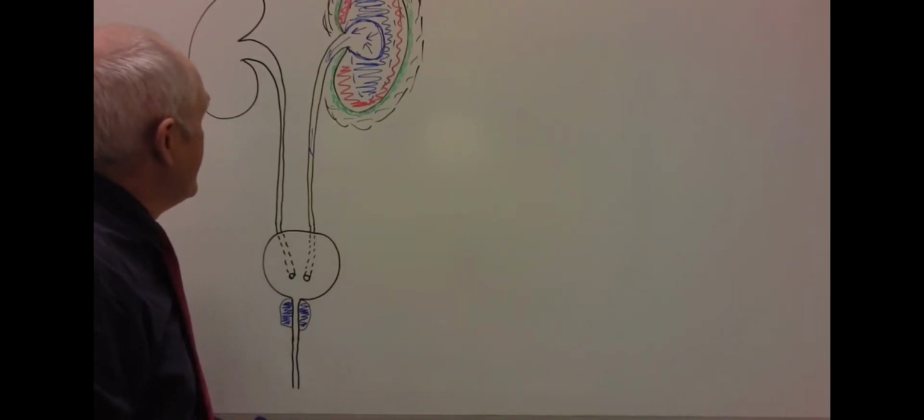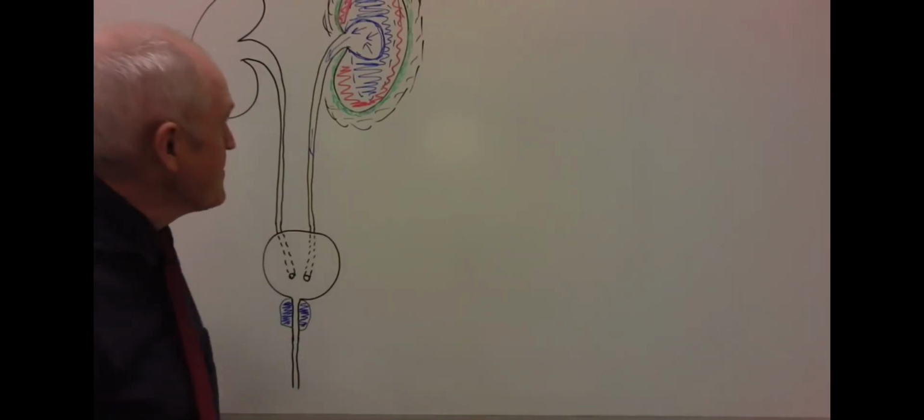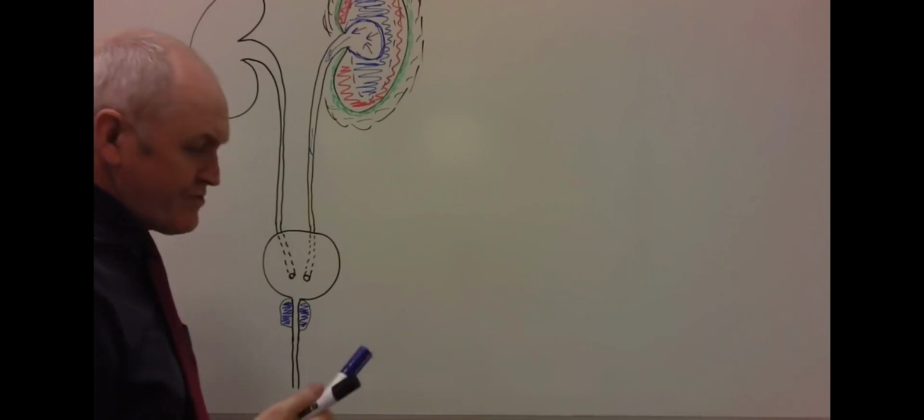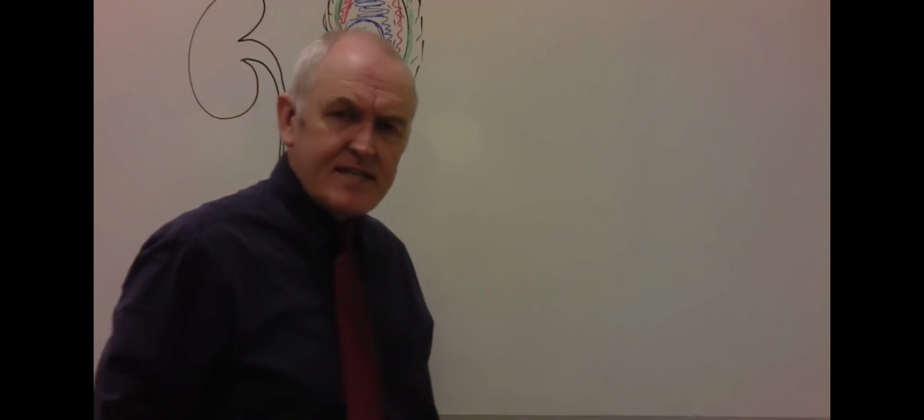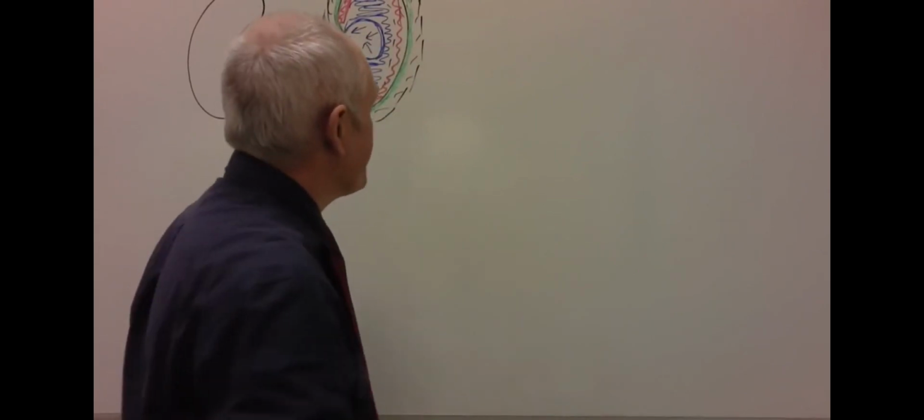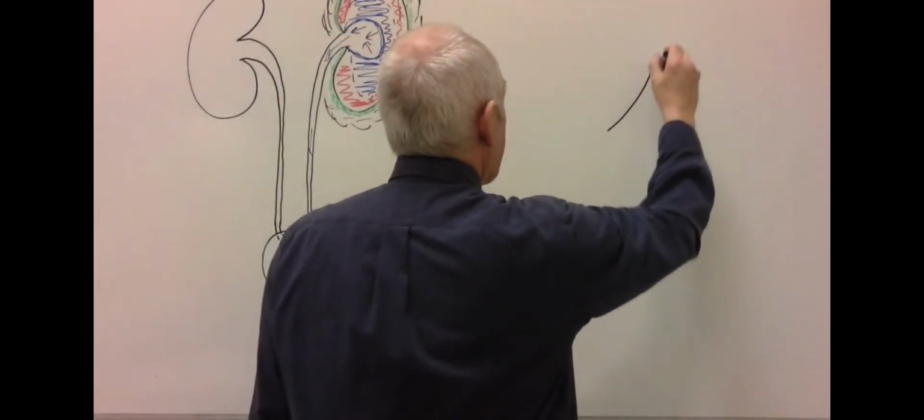Now, that's the kidney in basic outline, but it's interesting to look at it in a little more detail. So let's now think of a kidney in a little more detail, with a little more detail on the anatomy. So here we have a kidney.